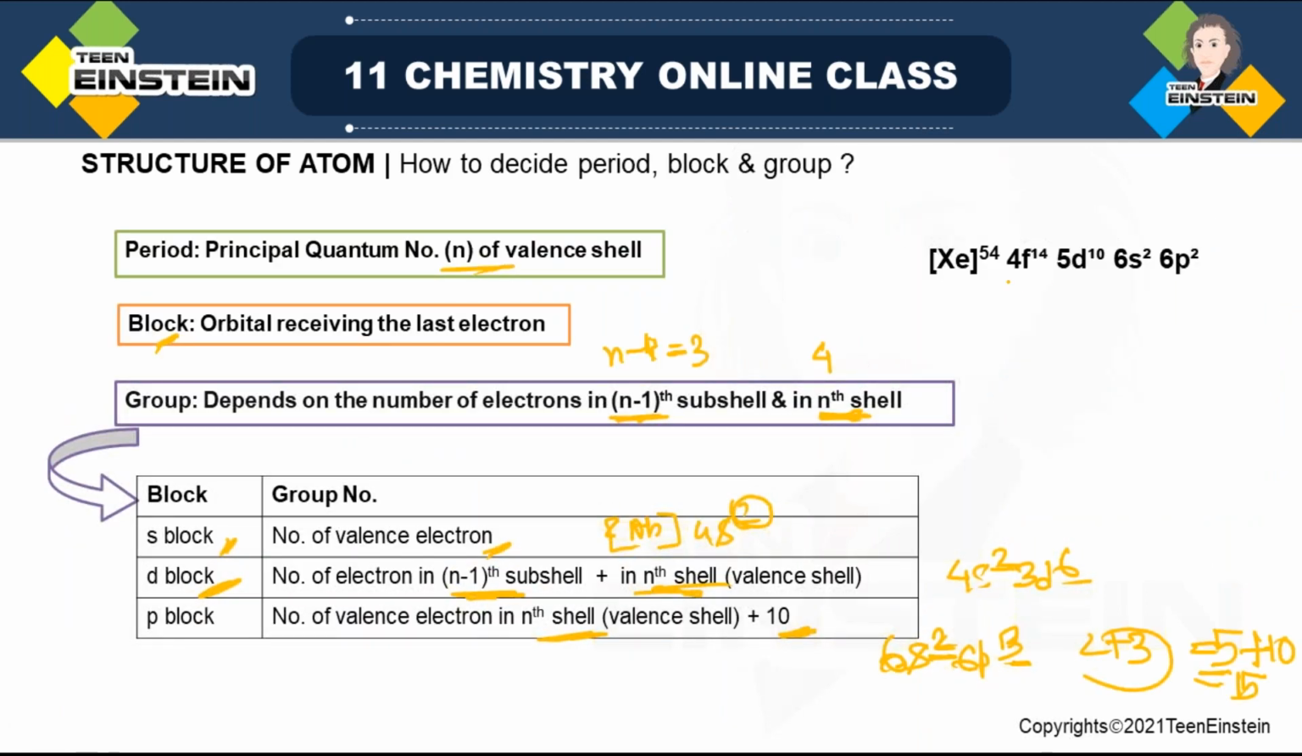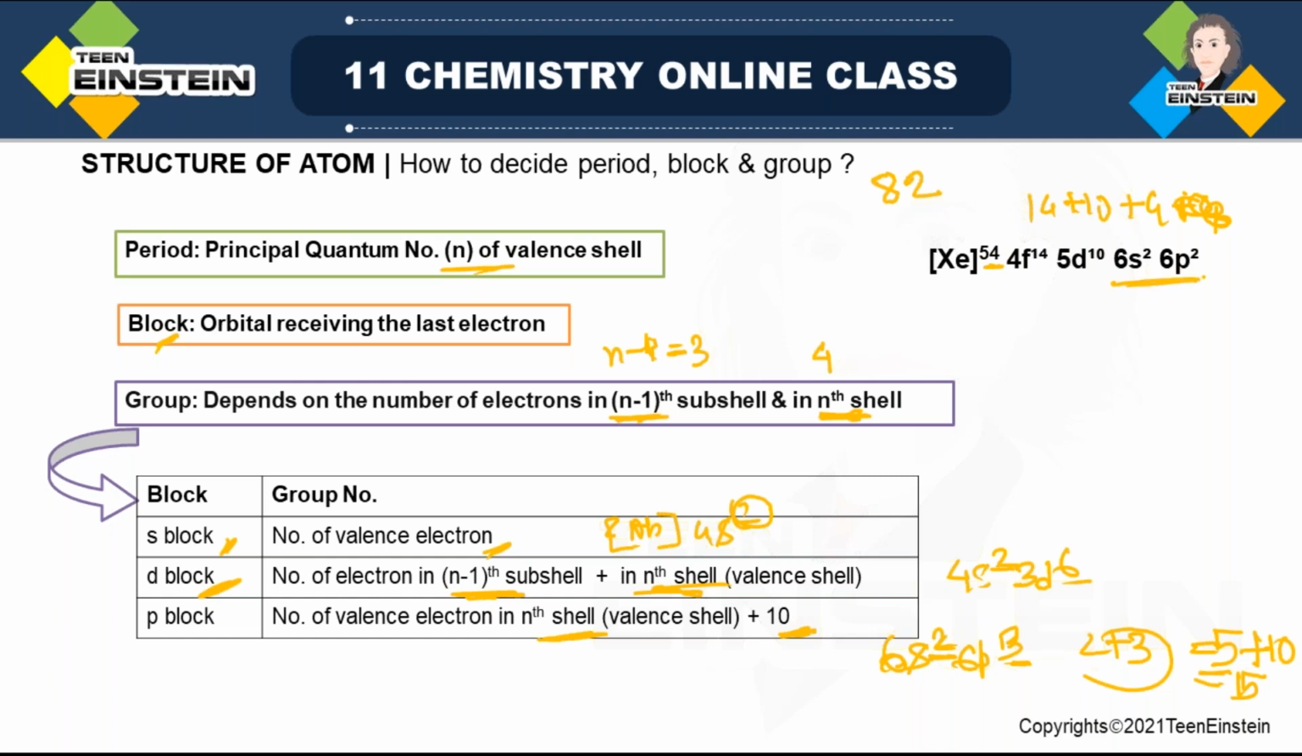Here we have also taken another example. 54, then 14 plus 10 plus 2 plus 2, 4. That means it is 4, 18 plus 10. So it is a total of 28 electrons after 54. So the atomic number is 82.